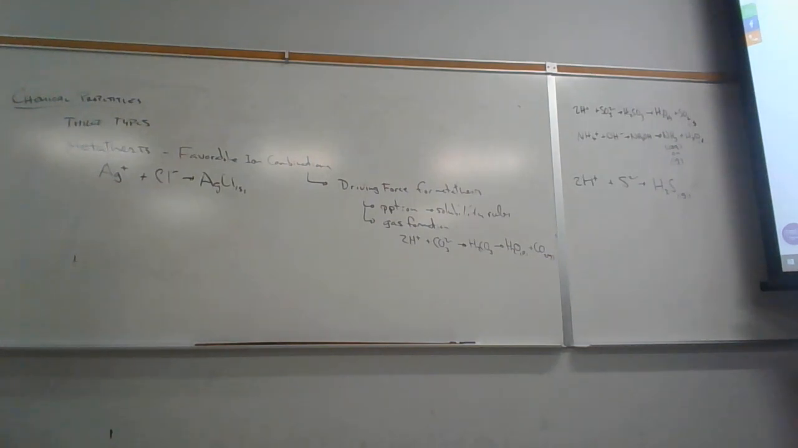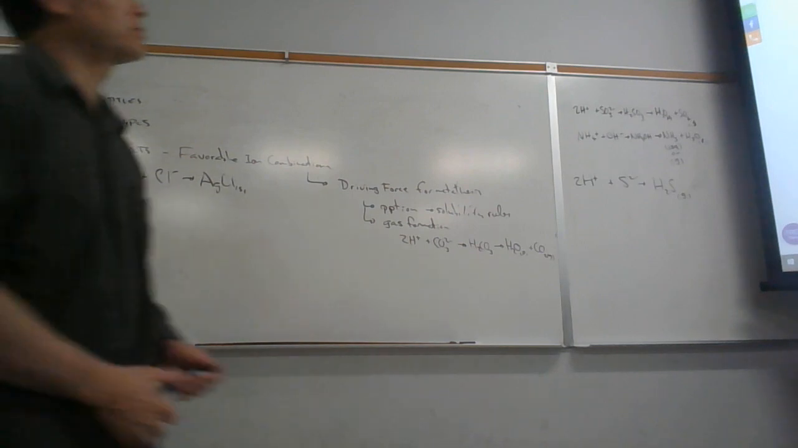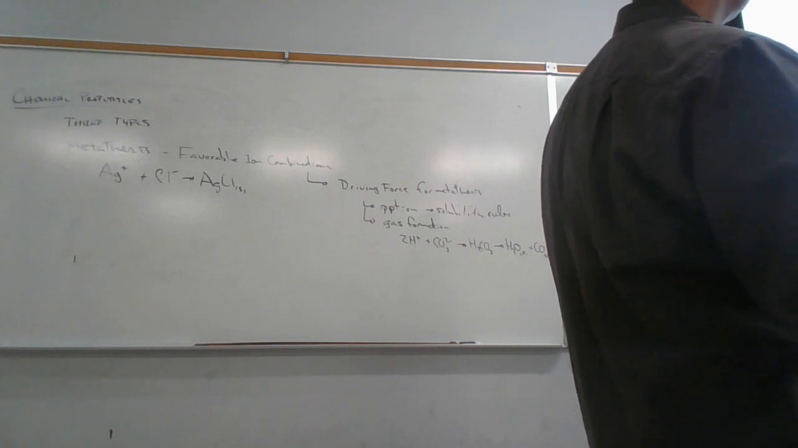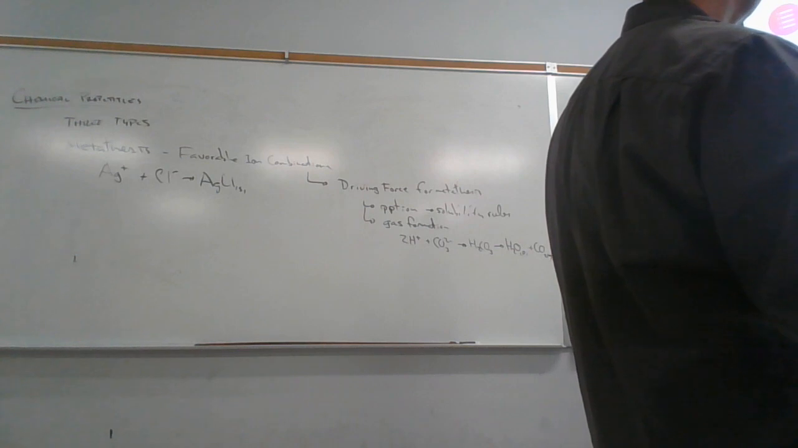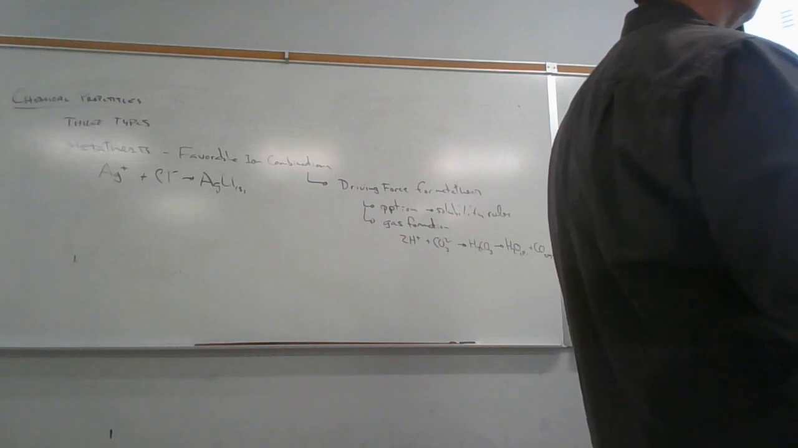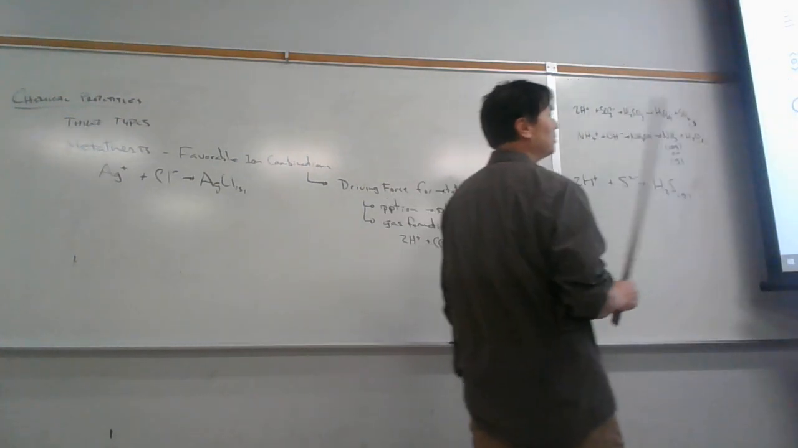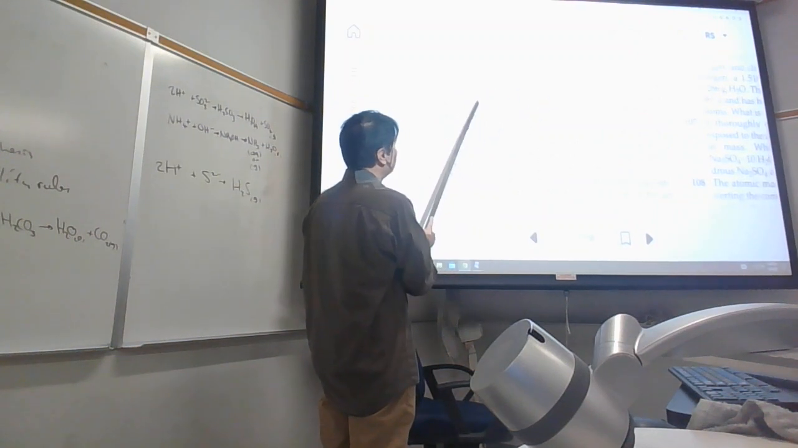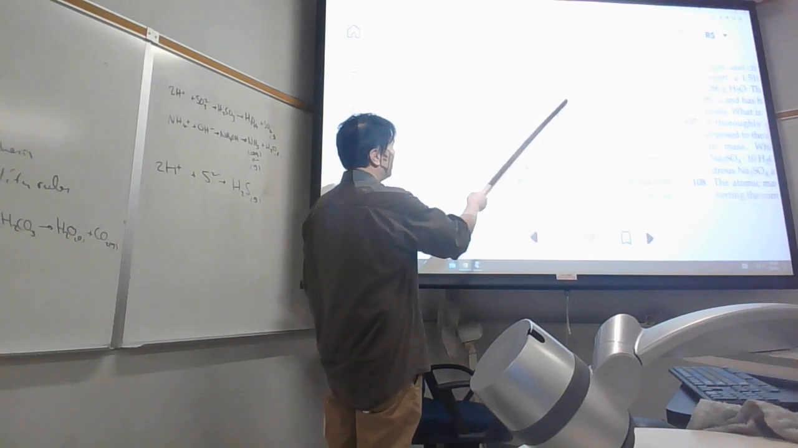Most sulfur-containing compounds have foul odors associated with them. In fact, there was a problem in your book. I didn't assign it. I was thinking of assigning it or giving it as an exam question, but I didn't do that. Number 95 here: in the year 2000, the Guinness Book of World Records called ethyl mercaptan, C2H6S, the smelliest substance known.